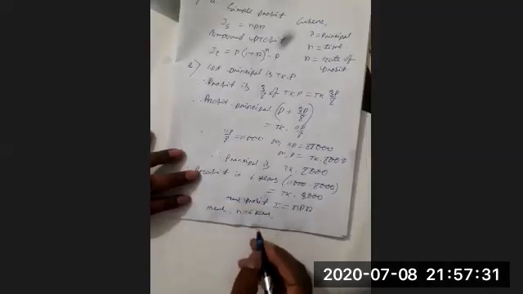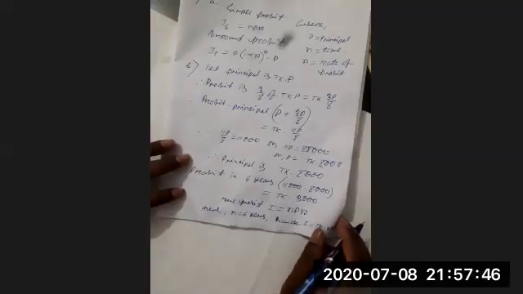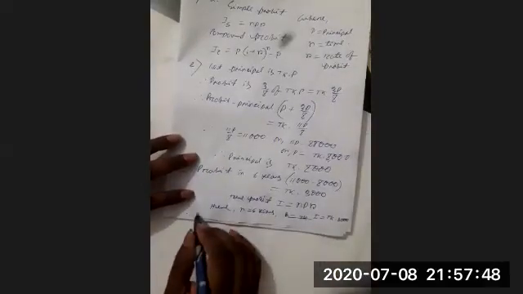n equals 6 years. P equals... sorry, I equals taka 3,000. I equals taka 3,000. R equals what? R equals what? Okay.